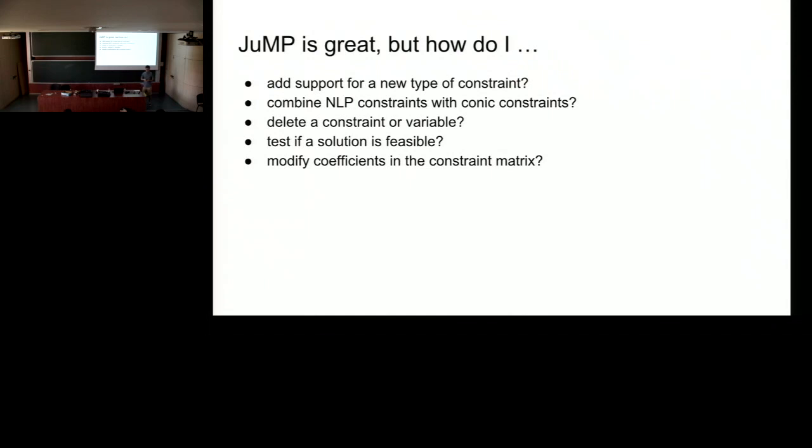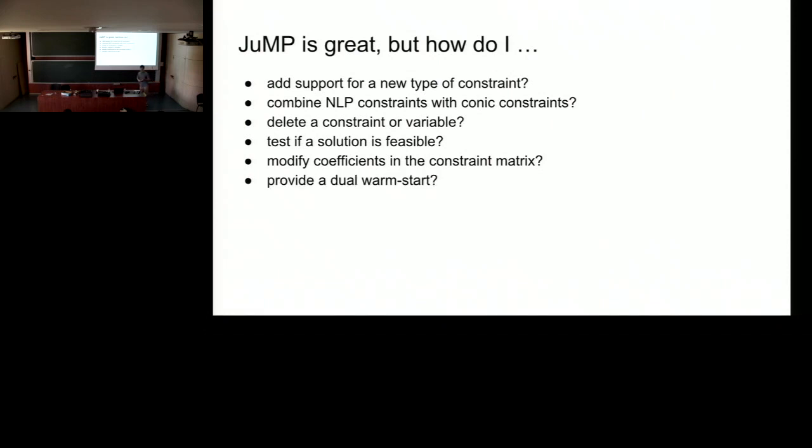How do I modify coefficients in the constraint matrix? JuMP was designed to be basically very little overhead, as fast as using the Gurobi C++ API directly. These are something that you could do in the low-level solver APIs, which we cannot currently do in JuMP.